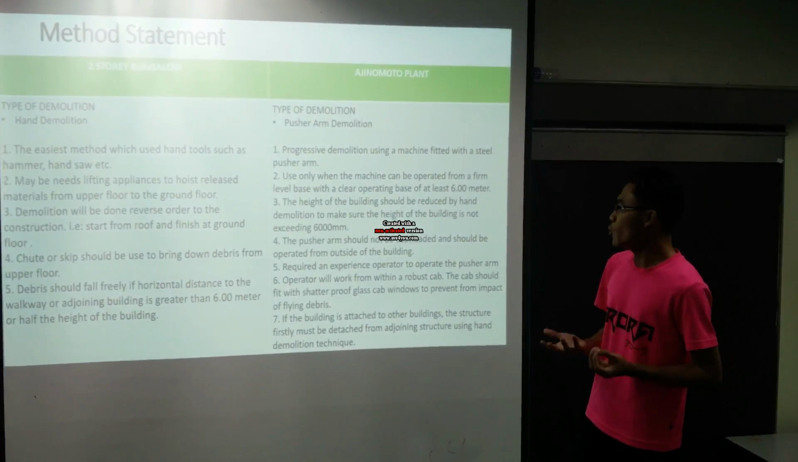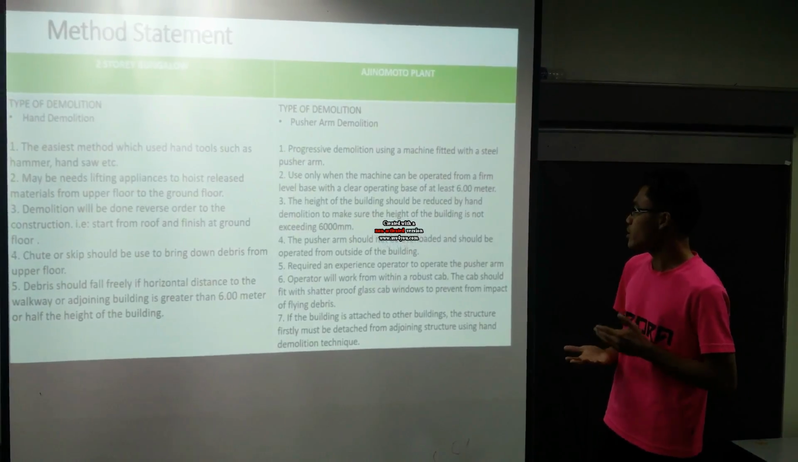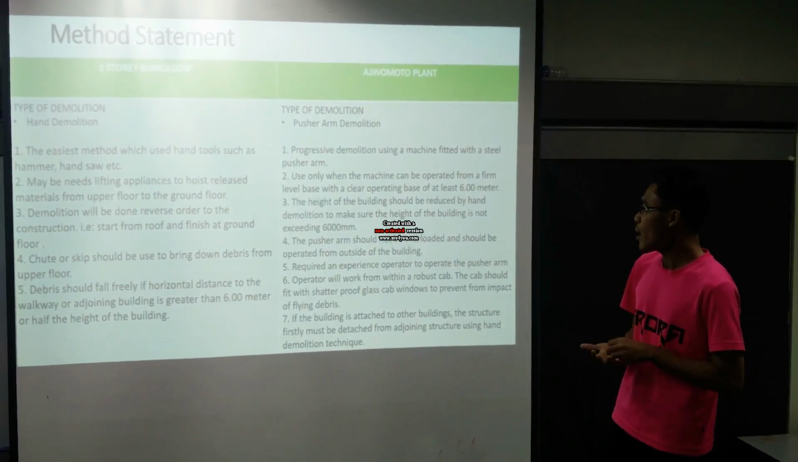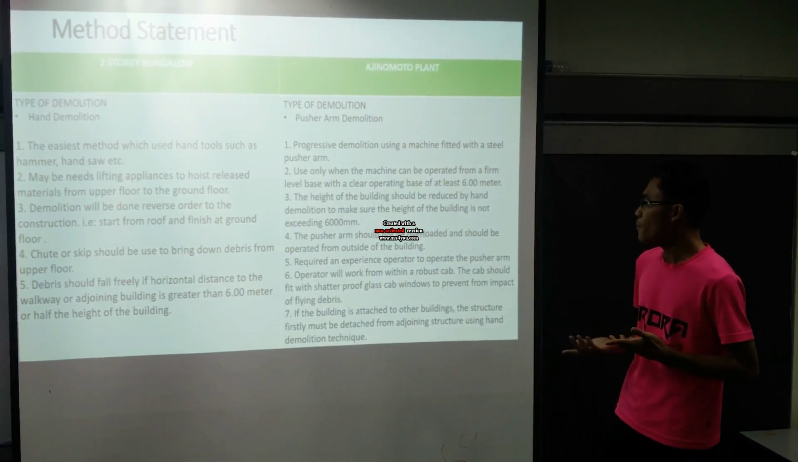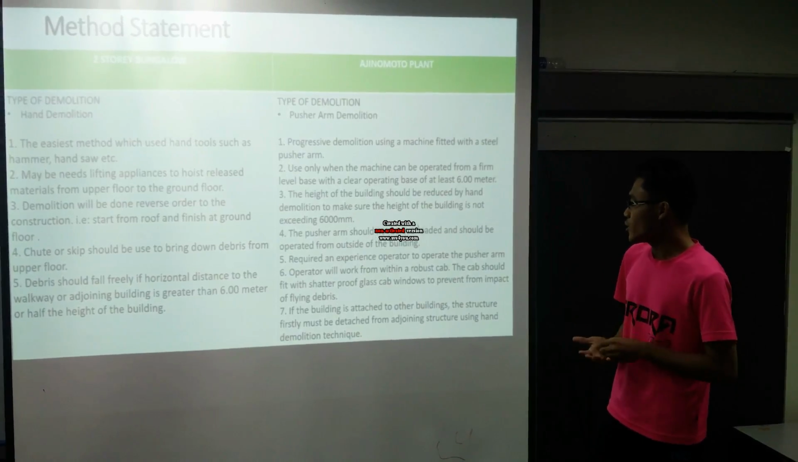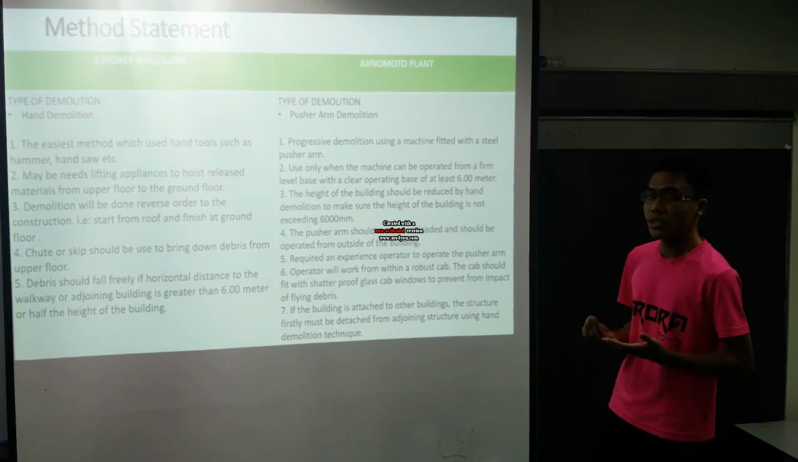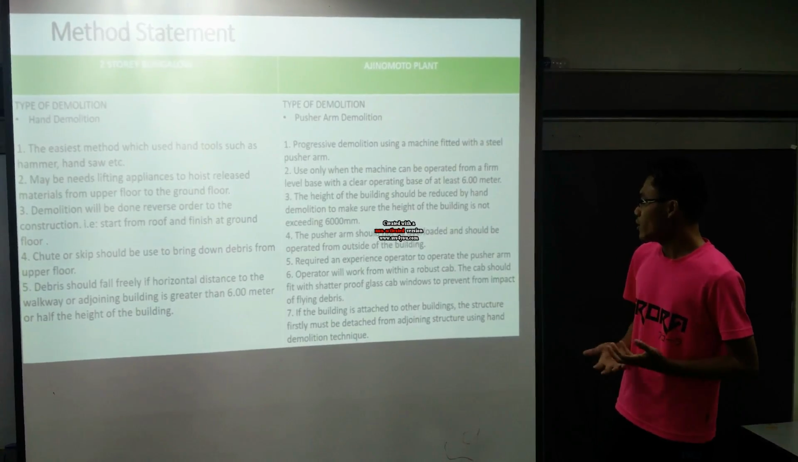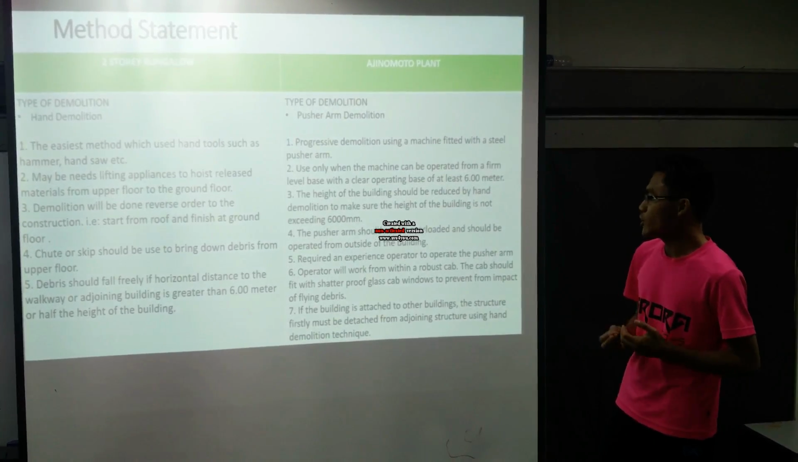The operator will work from within a robust cab. The cab should be fitted with shatterproof glass windows to protect from the impact of flying debris. Lastly, if the building is attached to other buildings, the structure firstly must be detached from the adjoining structure using hand demolition techniques.